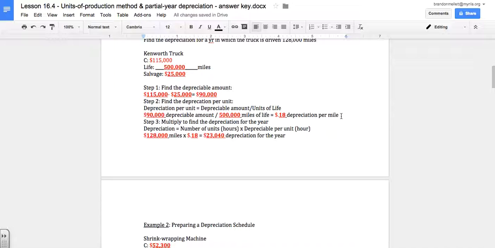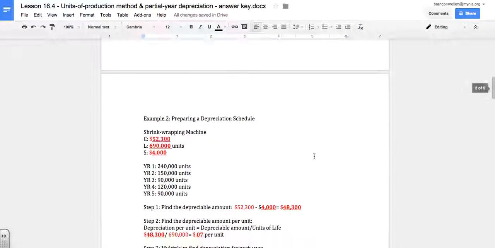So in this example, it is asking what would be the total amount of depreciation if we used 128,000 miles. That should be miles, not dollars. So we already found out what it costs per mile. We take 128,000 times 18 cents, and we would know that it depreciates $23,040.